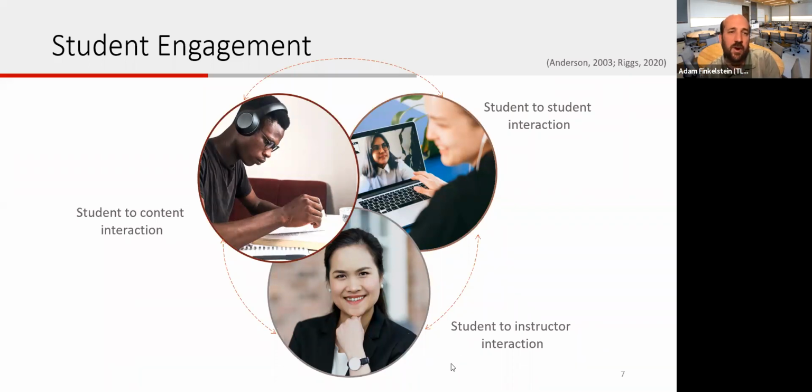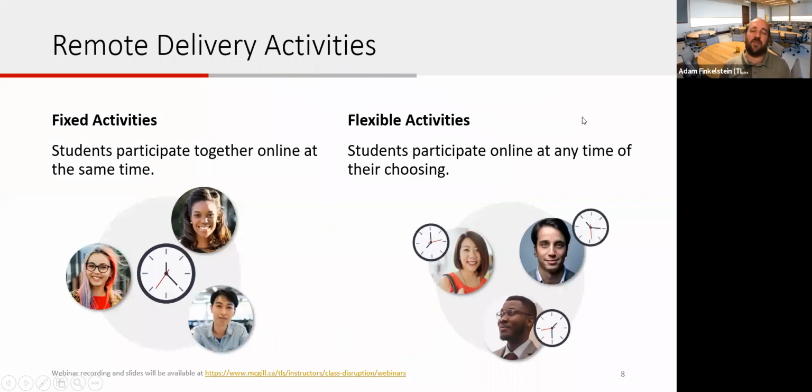Now, the next question is, if you're thinking about the types of activities that you're going to do with your students, what are different types of activities that you can do? Those of you that know the literature around online learning might think of words like synchronous and asynchronous. We've put those words aside and tried to use some words that are a little bit more inclusive and easier to think about when it comes to the types of activities you're going to do with your students. And there are basically two different types.